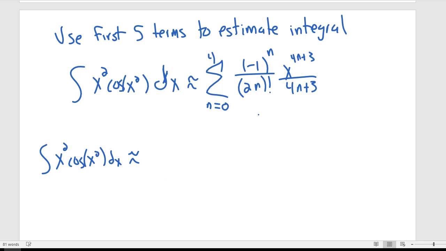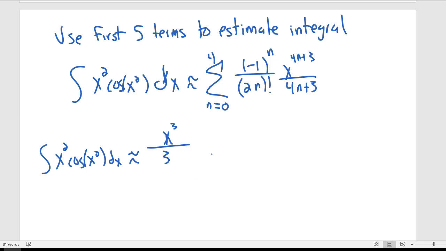So when I plug in n equals 0, I'm going to get negative 1 to the 0, which is positive 1. I'm going to get 2 times 0 factorial, which is 1. And then I have 4 times 0 plus 3. And then x to the 0 plus 3. There's x cubed in the numerator.